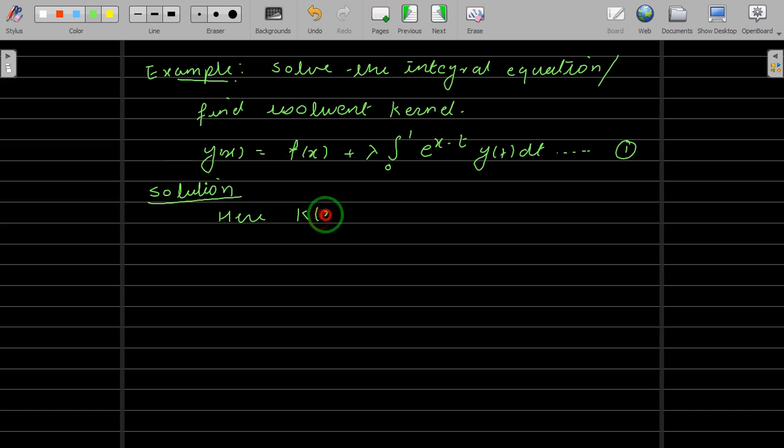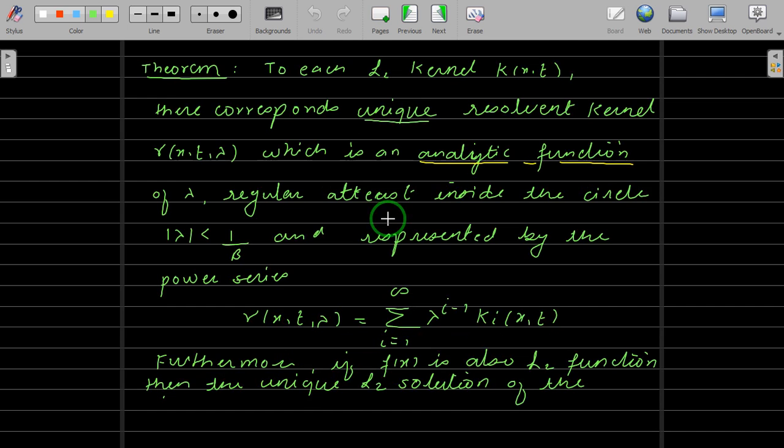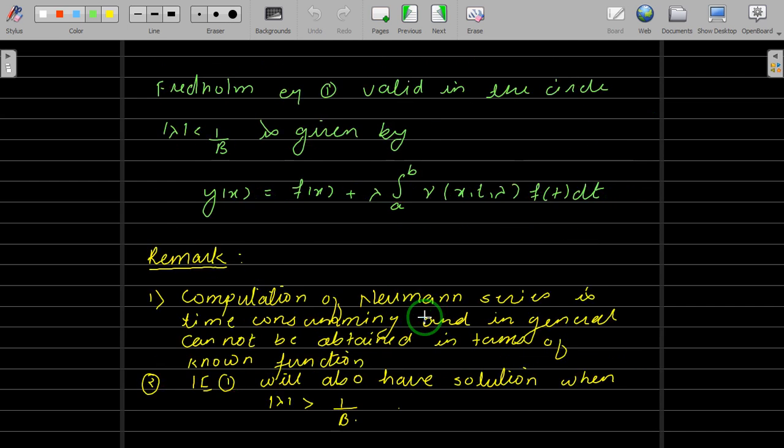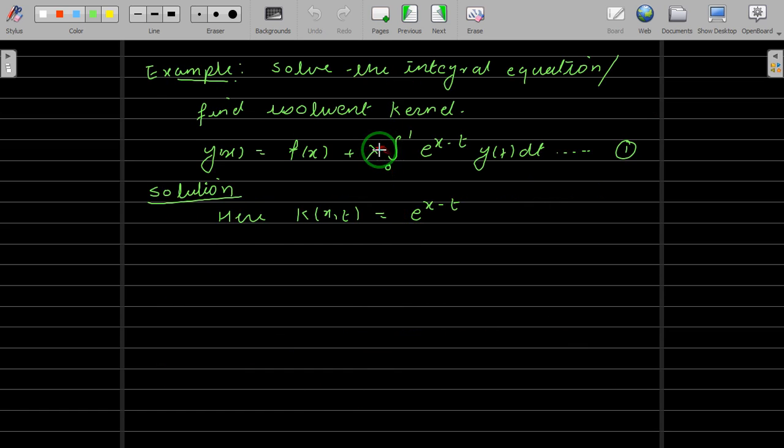Here we have k(x, t) as e raised to x minus t, and so we know what k1 is. Now in this case, the resolvent kernel means everything is based on your k_i's. It all depends on your k_i's. Lambda is already there. So your k(x, t) is nothing but e raised to x minus t.